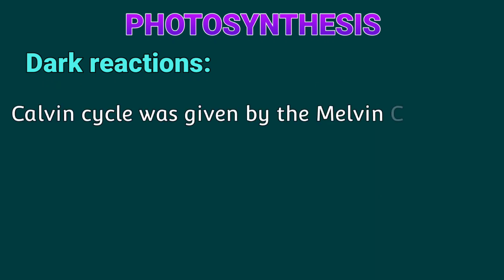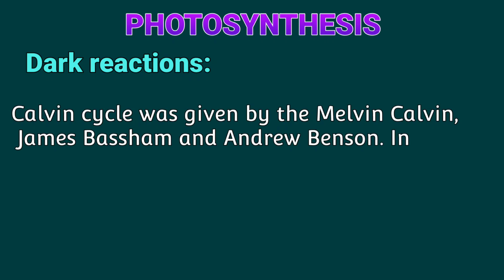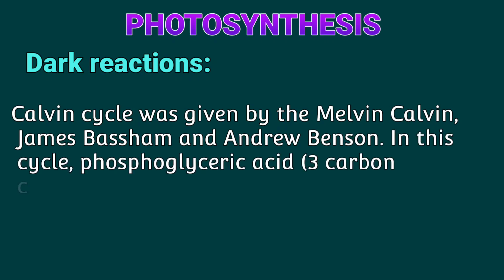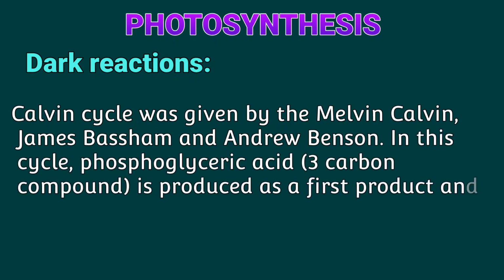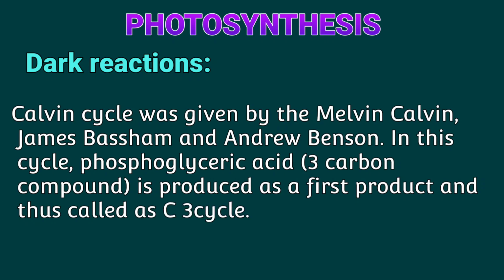The Calvin cycle was discovered by Melvin Calvin, James Bassham and Andrew Benson. In this cycle, a 3-carbon compound, phosphoglyceric acid, is produced as the first product, and thus it is called the C3 cycle.